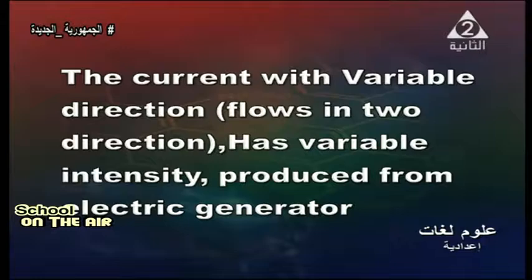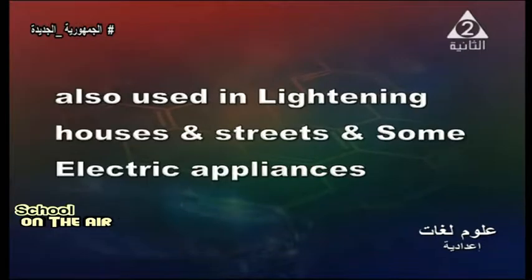Another question: what is meant by alternating current? Alternating current is a current with variable direction and variable intensity, produced from an electric generator. It is also used in lighting houses and streets, and in some electric appliances.